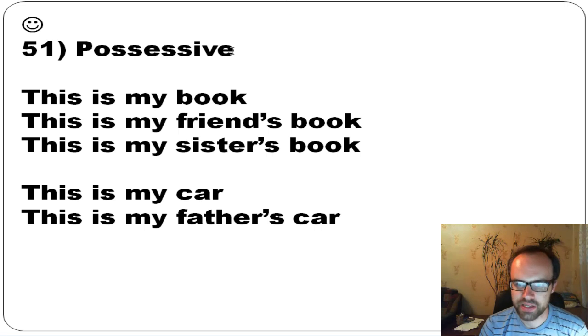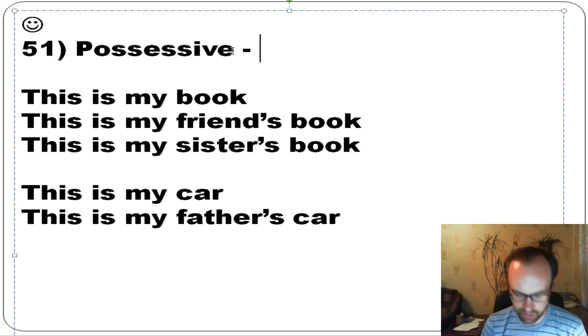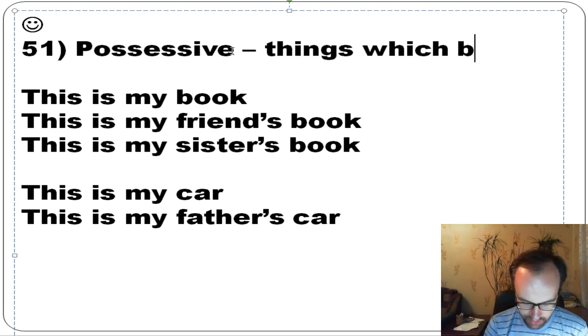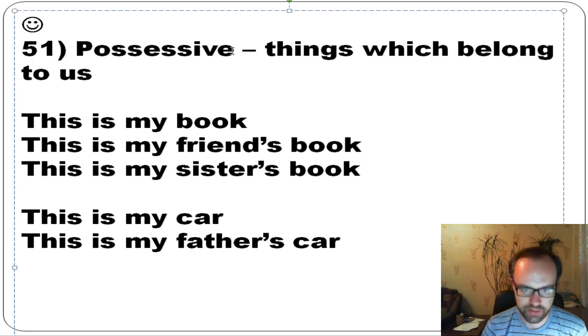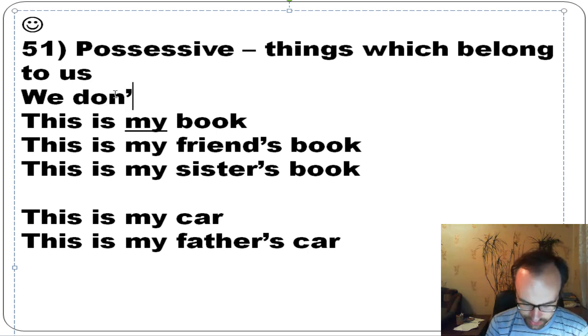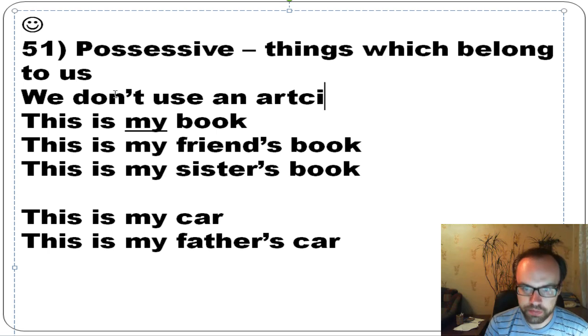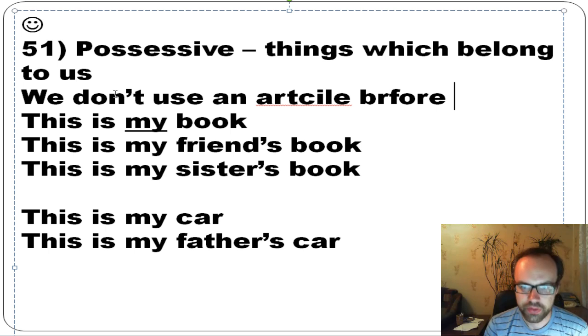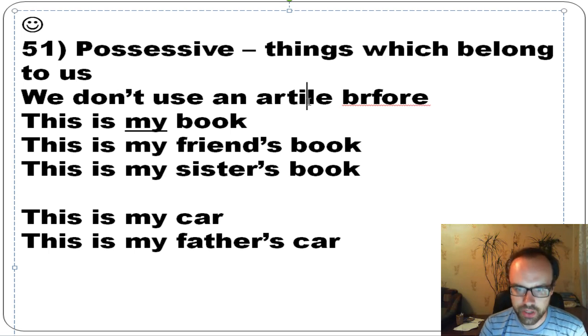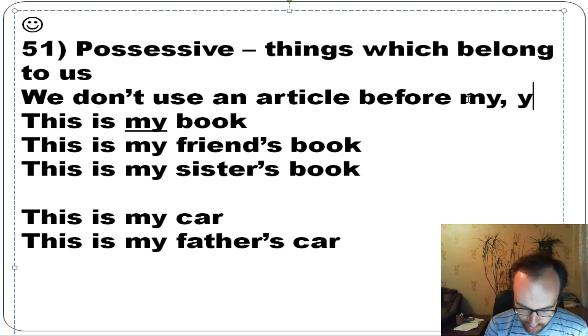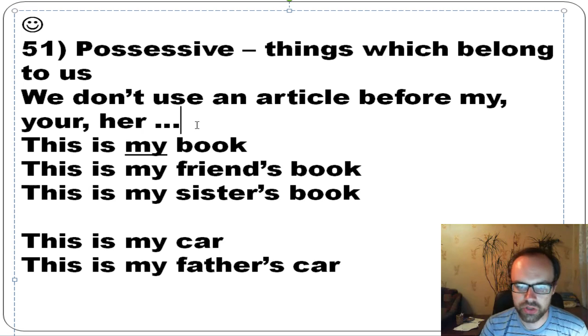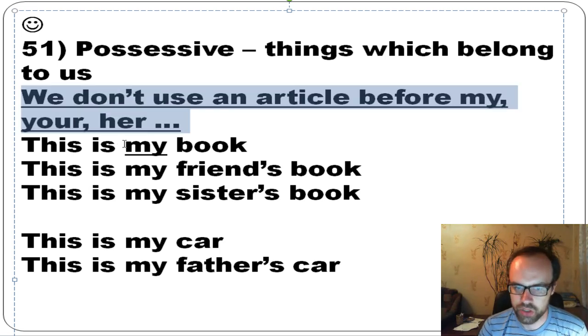Let's talk about possessives, so things which belong to us. For example, this is my book. You know that we don't use an article before possessive pronouns. I mean, before my, your, her, we don't use an article. So you don't see an article here.